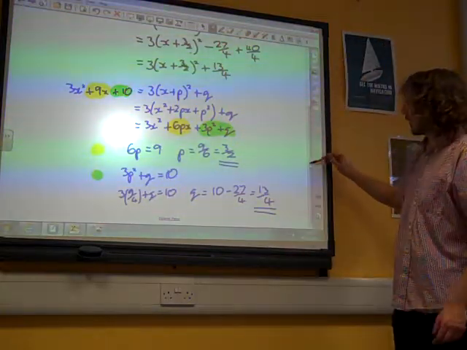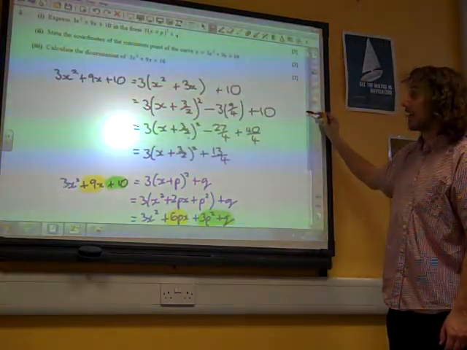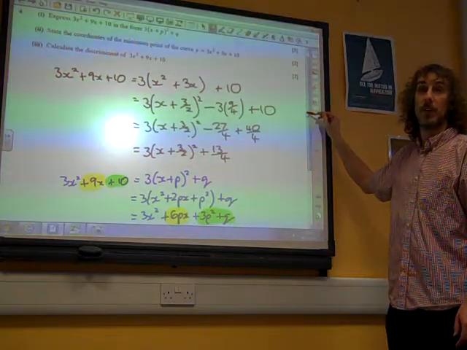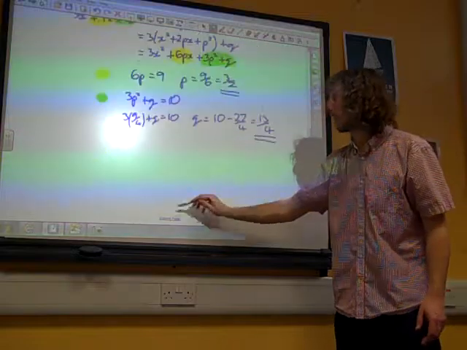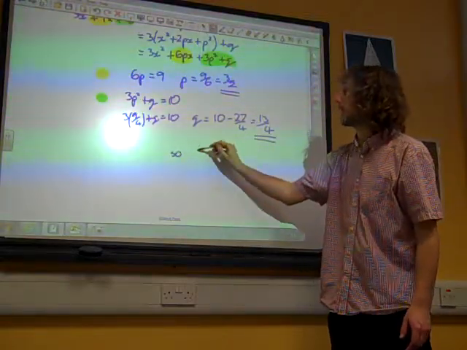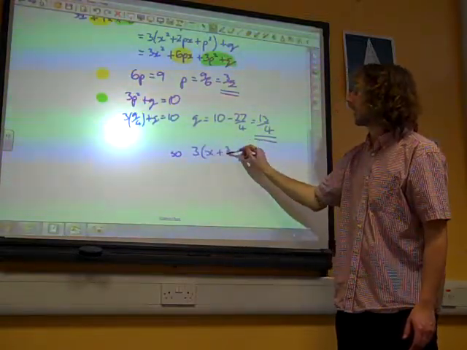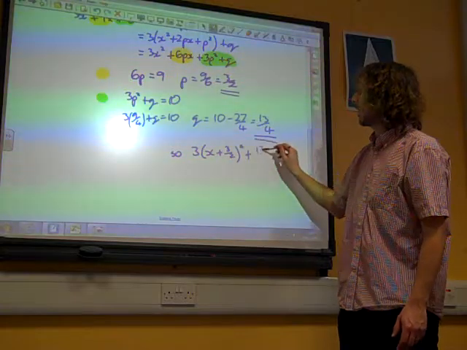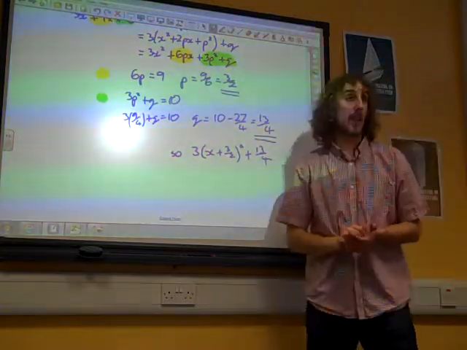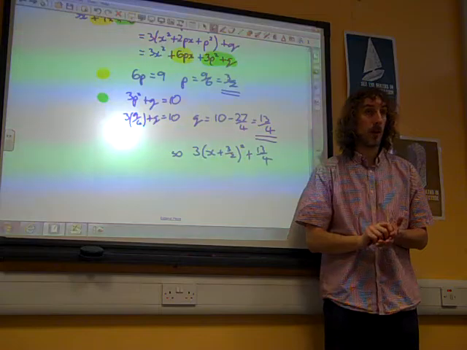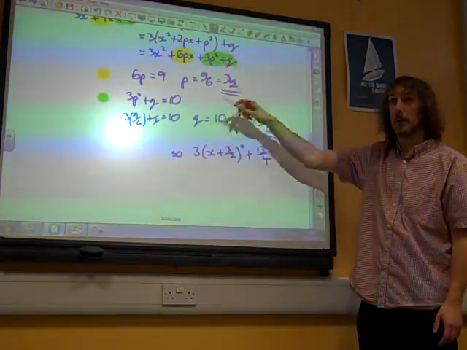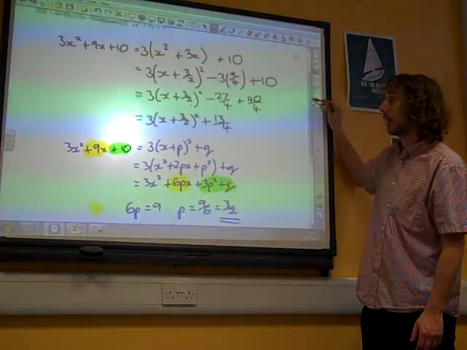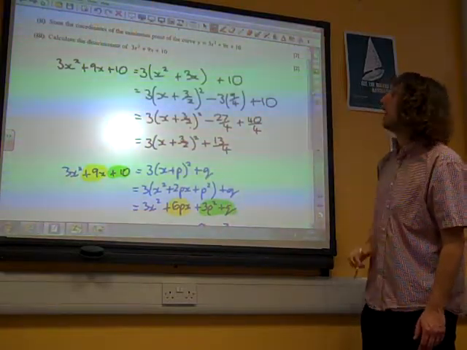If you do it this way, the question did say write, express in the form. It didn't say find p and q. So you have to finish this off by writing, so the answer is 3 lots of x plus 3 over 2 squared plus 13 over 4. As I said, I don't mind which way you do of those two ways. My class last year all preferred this way. This year you seem to prefer the top way. As long as you get it right, that is okay.